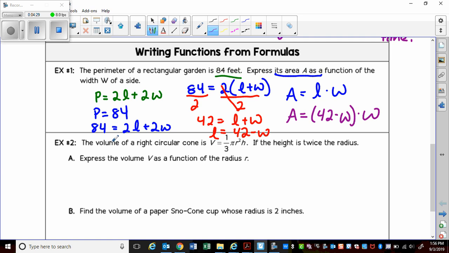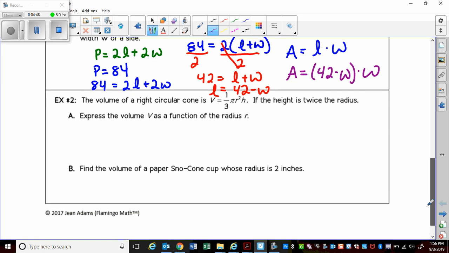This one says the volume of a right circular cone. Don't worry about that word right. All we know is that it's a cone. Is 1/3 pi r squared h. If the height is twice the radius, so my height is 2 times my radius. This is very important. Express the volume, this is the formula for volume, as a function of the radius.